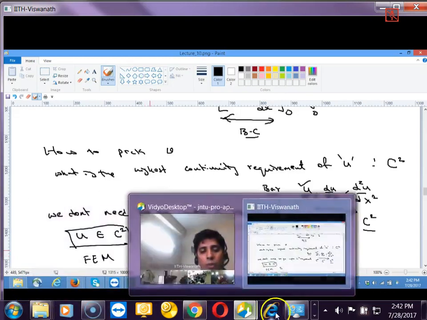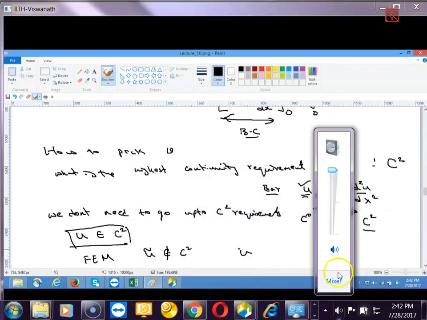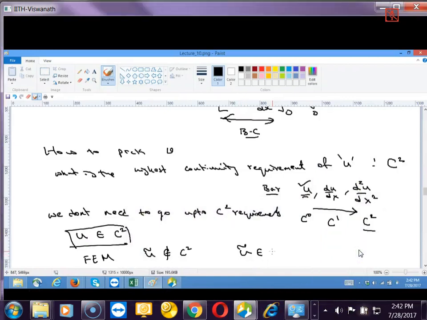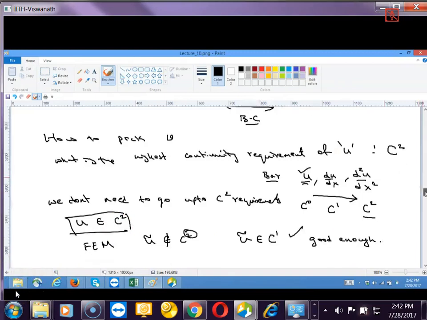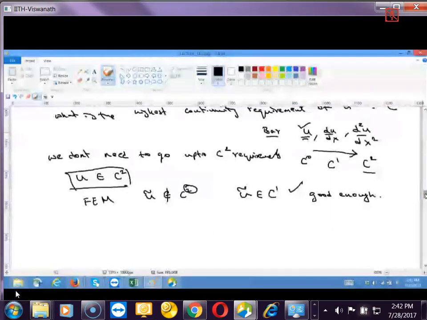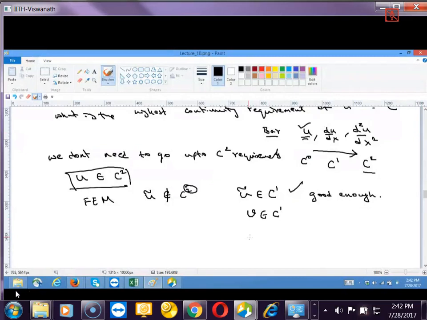Then what does it have to be? U tilde should belong to half of it. What is half of this? Half. So this is good enough. U tilde belonging to C1 is good enough. So this is one thing. Then who takes the other beating? The other beating will be taken by V. V should take the remaining part. V should also be C1.